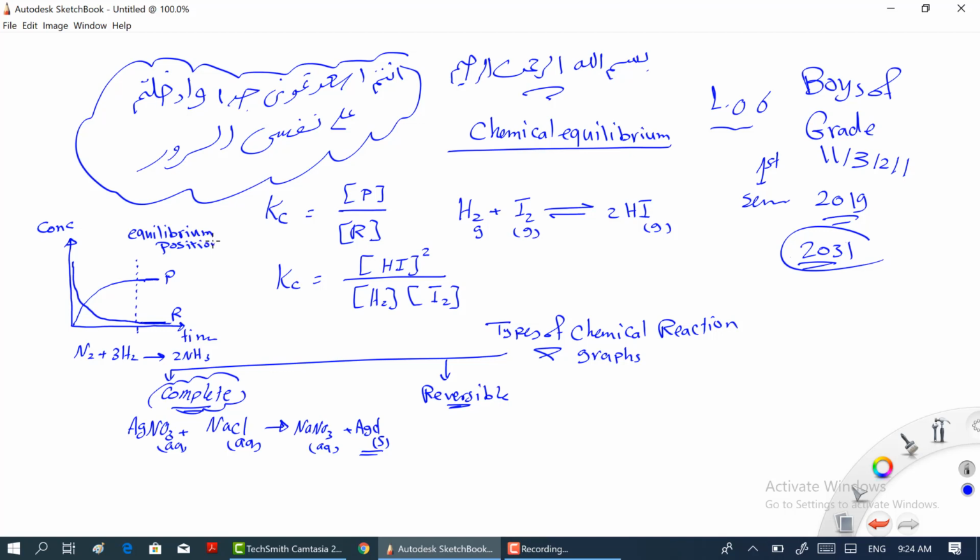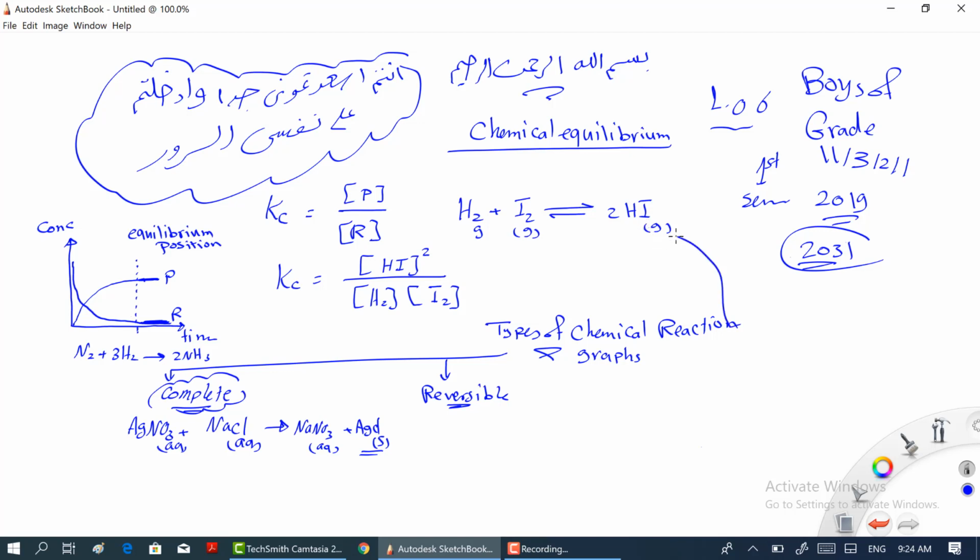What is meant by equilibrium position? The point at which the concentration of the reactant and the product do not change. It becomes constant, so it will be represented by a straight line parallel to the time axis, or the x-axis. A point at which the concentration of the reactant or the product becomes constant is called the equilibrium point or equilibrium position. But in the case of reversible reactions, let's talk about one of the reversible reactions. It is the gaseous reactions.